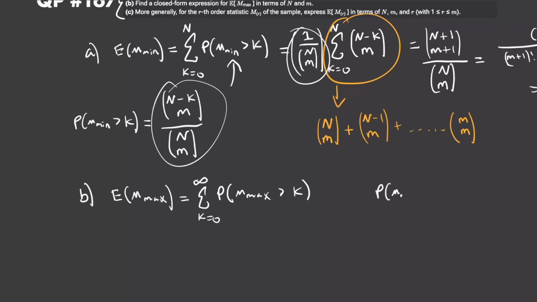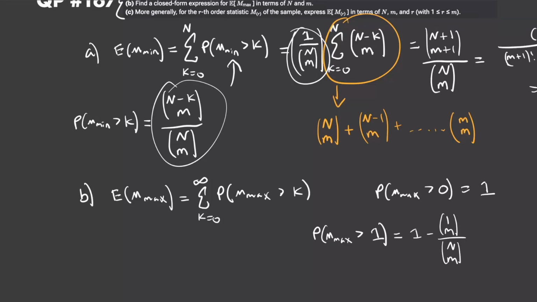What's the probability that the maximum is going to be greater than 0? Well, that's going to be 100% for the same reasons as before. Now the probability the max is greater than 1 is just going to be most simply thought of as 1 minus the probability that the maximum is less than or equal to 1. And that probability is just going to be equal to basically 1 choose m divided by n choose m, right?